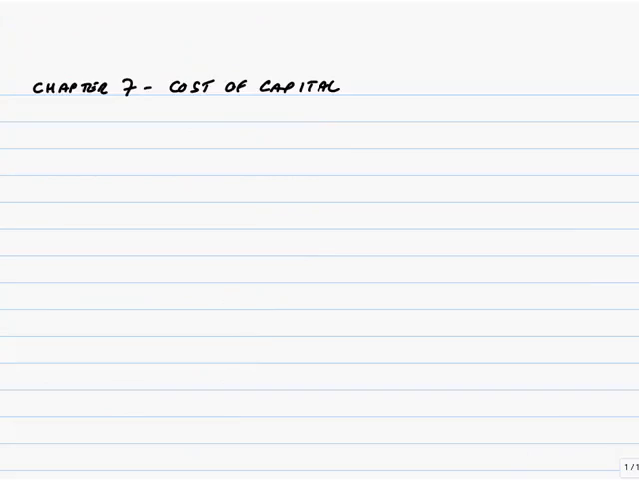This is the last session in Chapter 7, the weighted average cost of capital. Now, in previous sessions, we've looked at how to calculate the cost of equity. In the second one, we then looked at how to calculate the cost of debt. But of course, most companies are financed partly from equity, partly from debt. And so, in this section, we're going to look at how to work out the overall cost of capital, or the weighted average cost of capital.